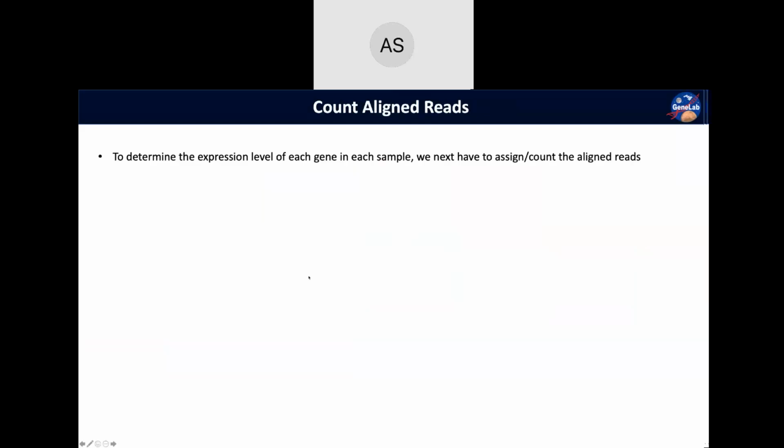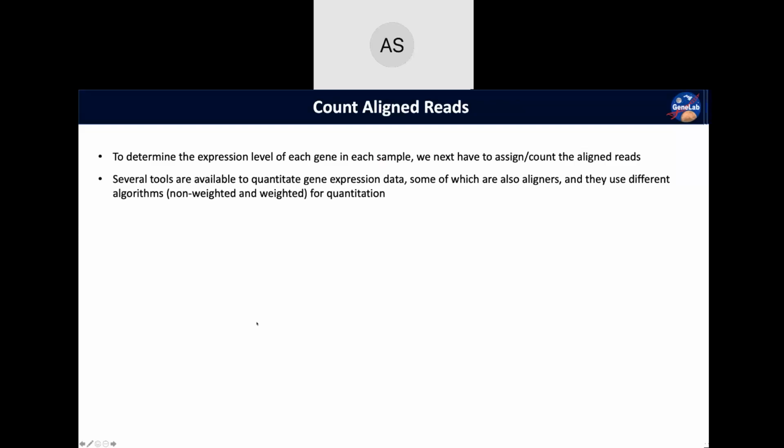So to determine the expression level of each gene in every sample, we're going to have to assign or count the aligned reads, of course. So there are, like every step in this pipeline, several tools available to quantitate gene expression data. And some of them are also aligners and have embedded within them the ability to do counting. So STAR is actually one of them. You can generate count data with STAR by adding another option.